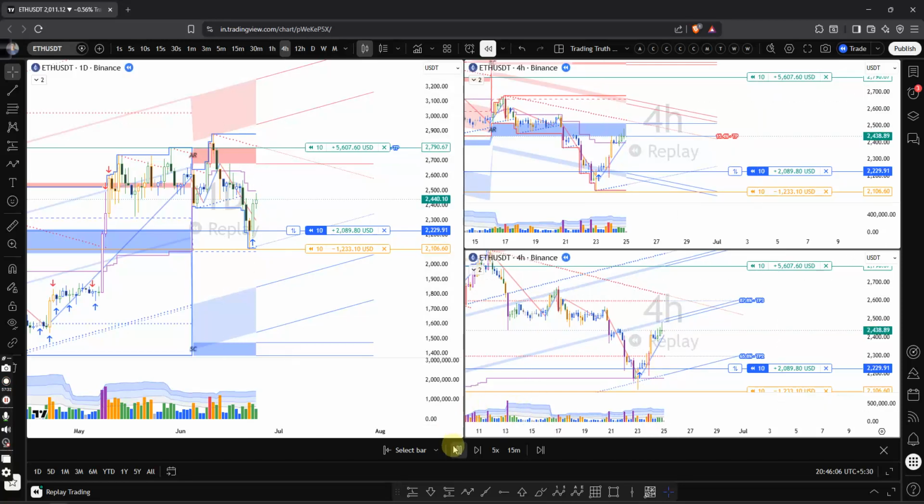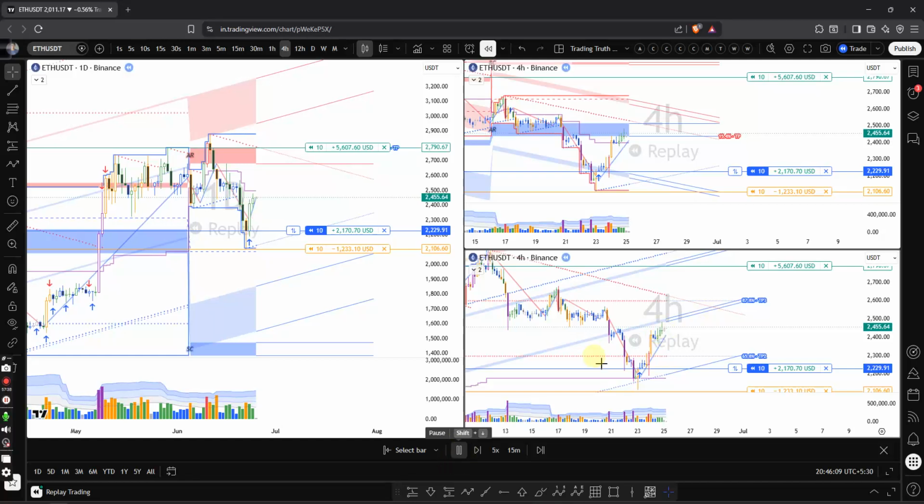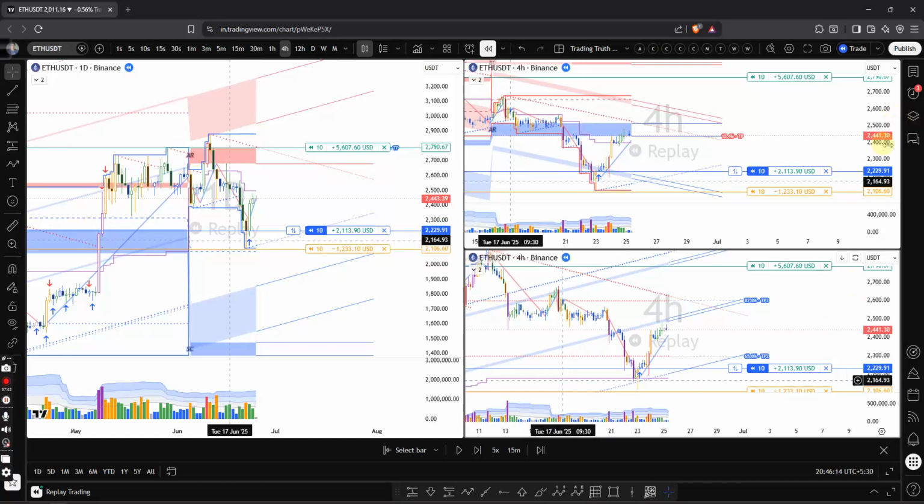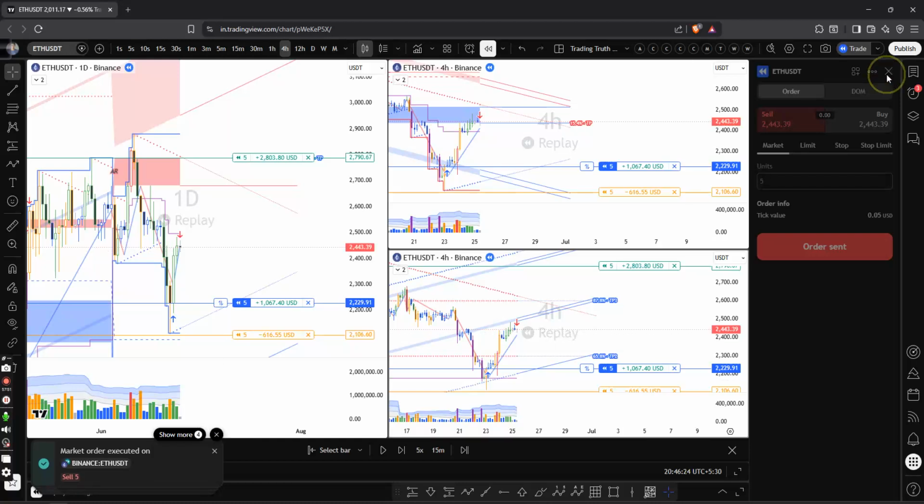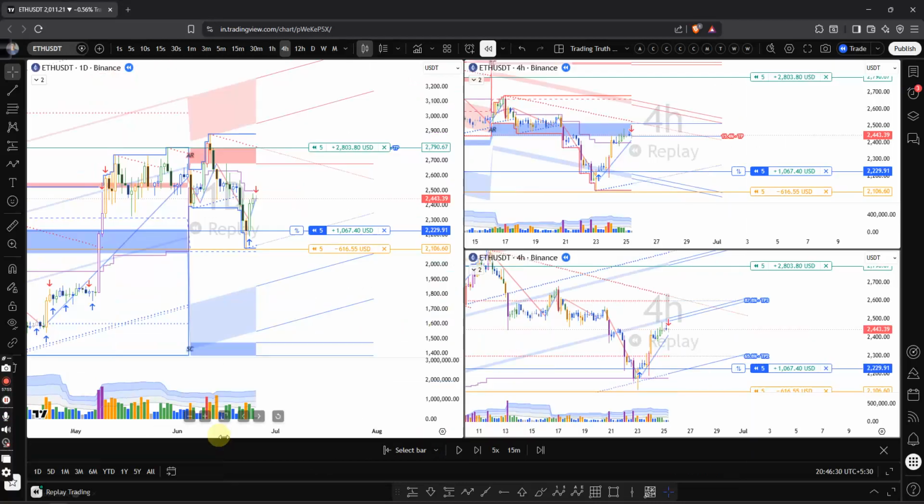Let's reach there. I'll take one take profit there. I'll exit five. I'll sell out five Ethereum, take some profit there, right? And then again let it run.